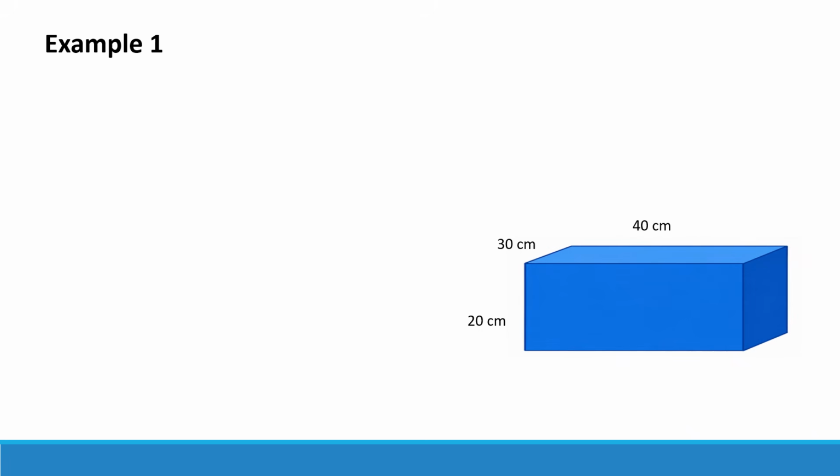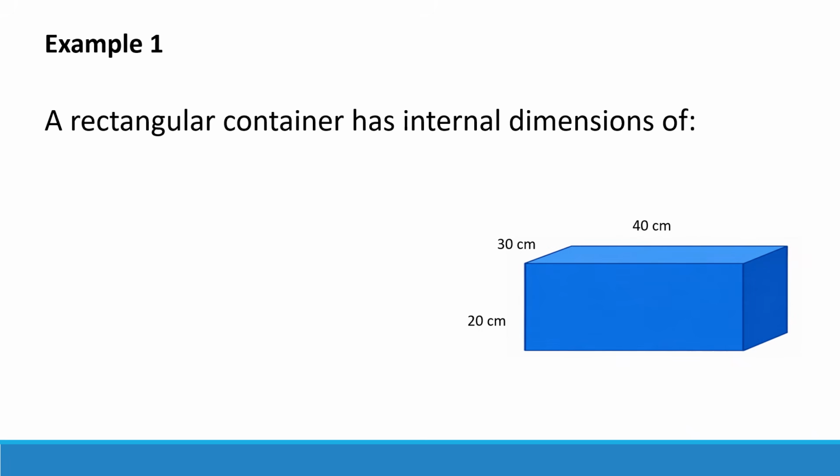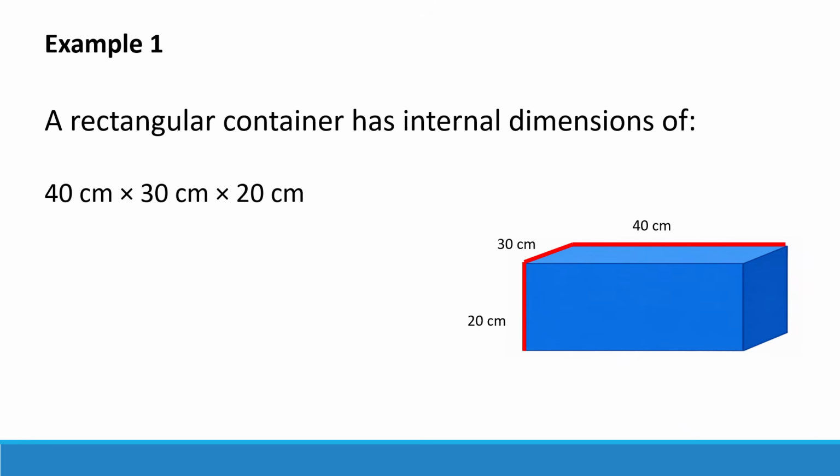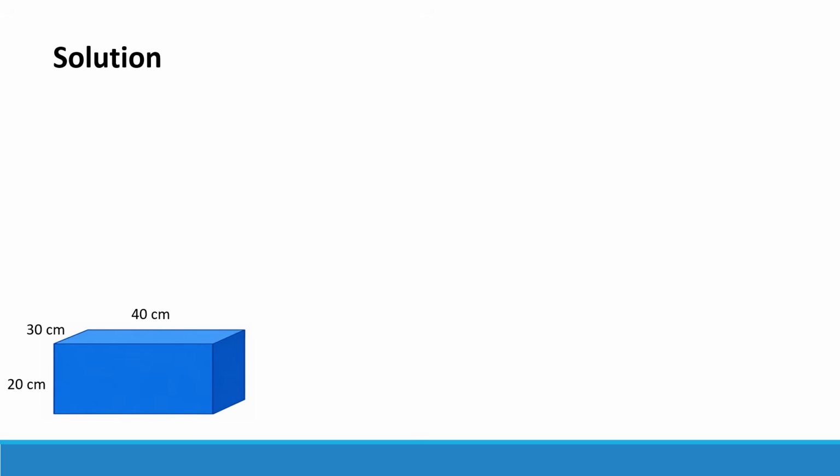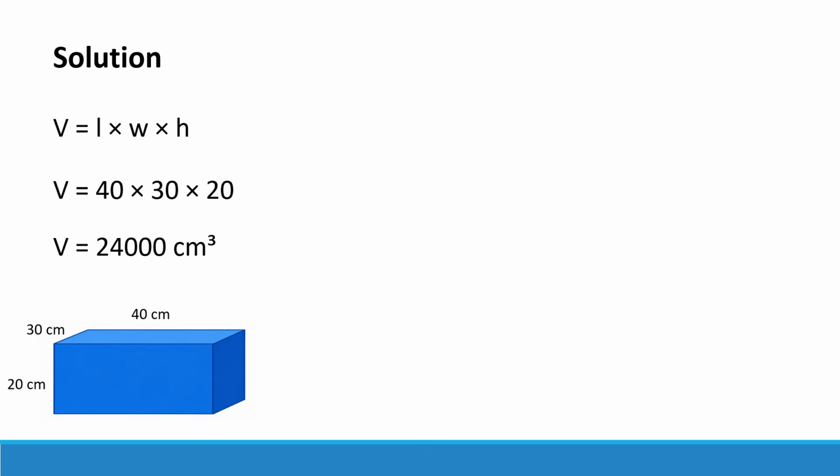Let's look at example 1. A rectangular container has internal dimensions of 40 centimeters by 30 centimeters by 20 centimeters. Find its capacity in liters. First, calculate the internal volume of the container using length times width times height. 40 times 30 times 20 equals 24,000 cubic centimeters.